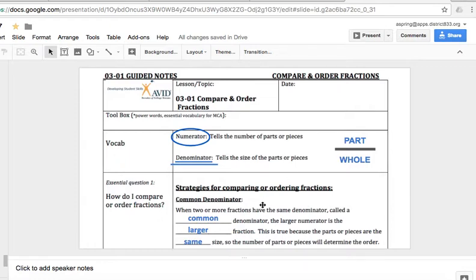Strategy number 1, using a common denominator. This is probably the most commonly used strategy. You hopefully are pretty familiar with this. When 2 or more fractions have the same denominator, called a common denominator, the larger numerator, whatever number is on top that's the biggest, is the larger fraction. This is true because the parts or pieces are the same size, so the number of parts or pieces will determine the order.